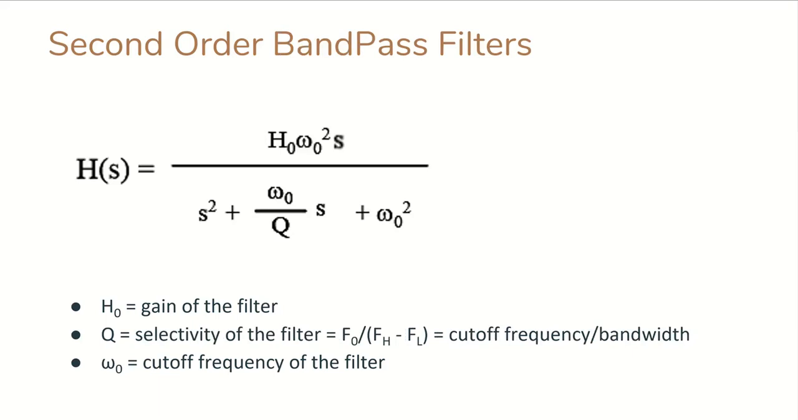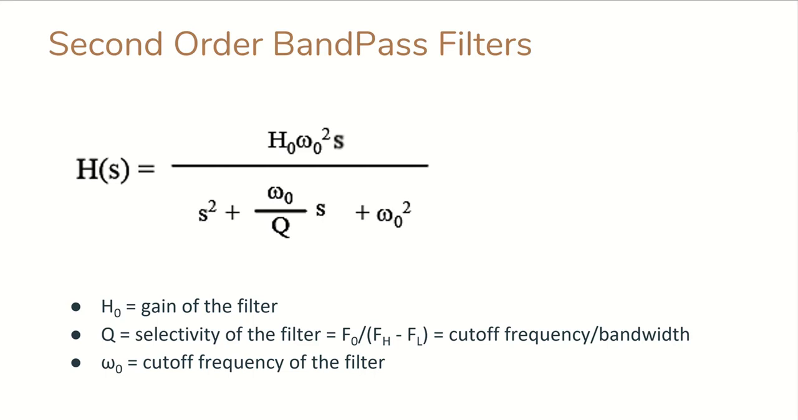And so here we have a second order bandpass filter. We have H naught, which will be your gain, and then we have omega naught, which again is the cutoff frequency. Q is the selectivity of the filter. It also determines the bandwidth of your filter. So again, if you have a passive filter, H naught, the gain, will be 1, indicating no gain.